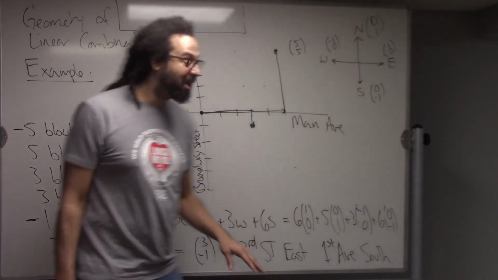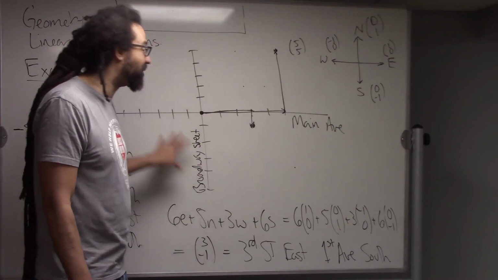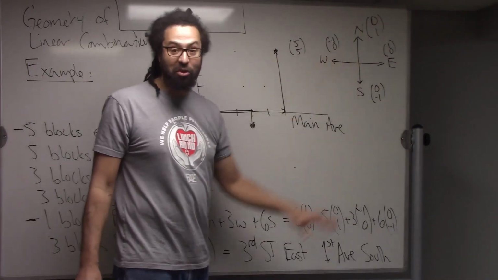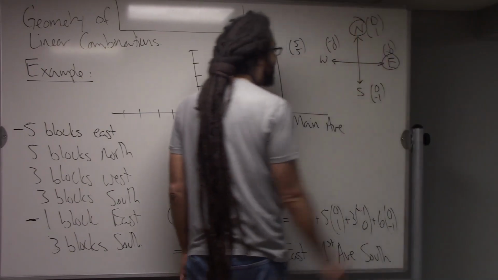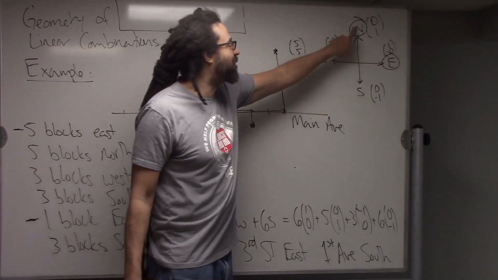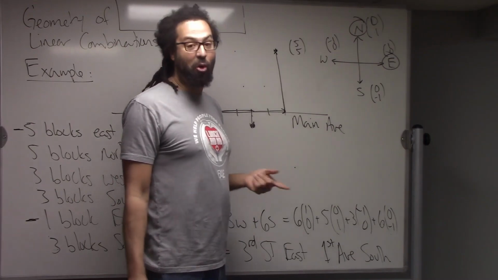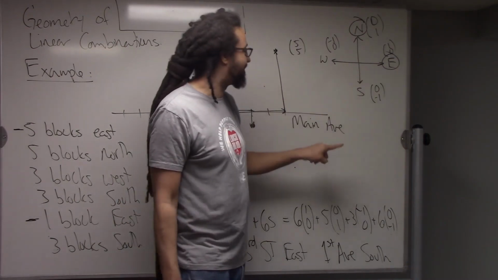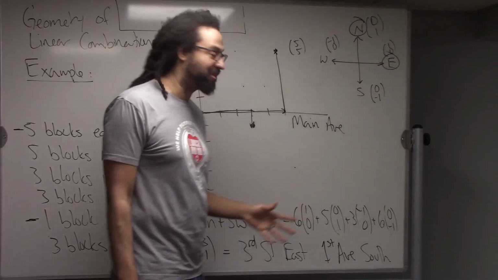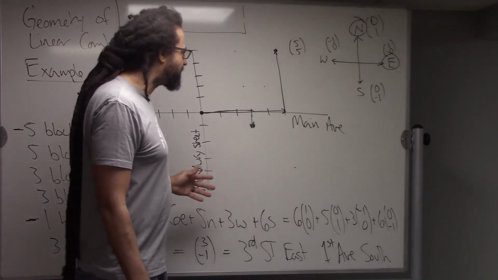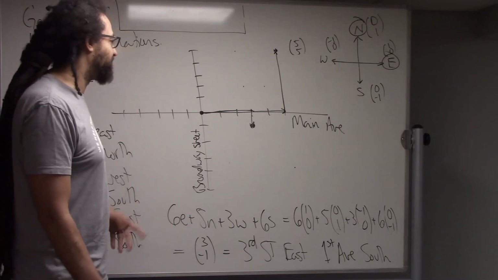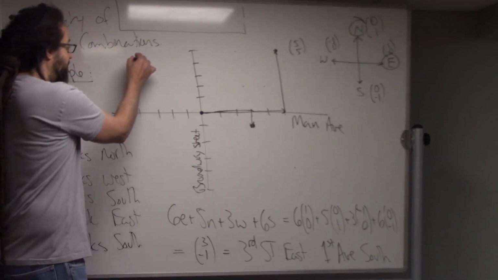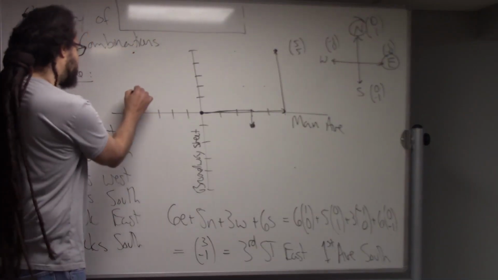So the point is that you can get anywhere on this grid using these 4 directions. And in fact, you can get anywhere on this grid just using 2 directions. So for example, we could just use north and east, or we could just use north and west, or we could use south and east, or we could use south and west, right? So we can get anywhere using just 2 directions.